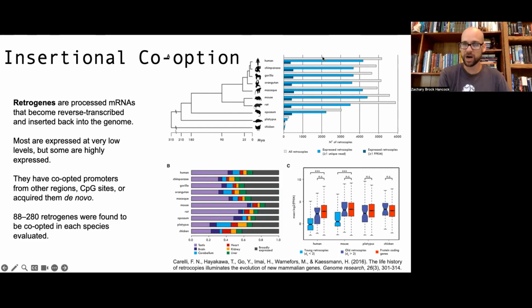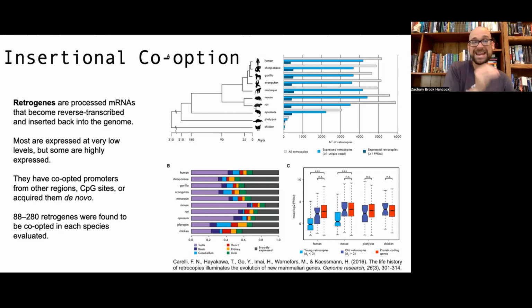The number of copies are here in this light color. The ones that are in the light blue are retrocopies that are expressed at very low levels. And then the dark blue are ones that are highly expressed retrocopies. And if they have high levels of expression, that means that they are probably functional genes. And indeed, many of these retrogenes have actually co-opted promoters from other regions, including from the CpG sites that we talked about previously, or they have evolved promoter regions de novo.